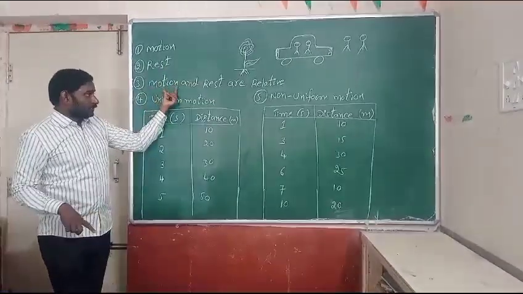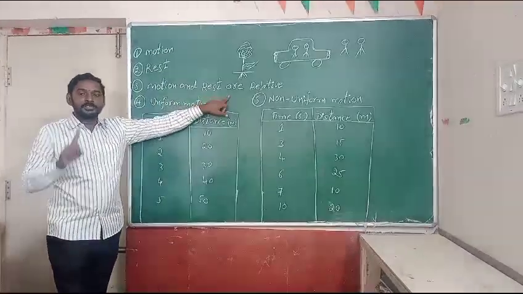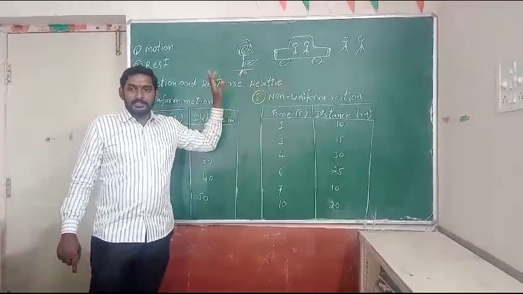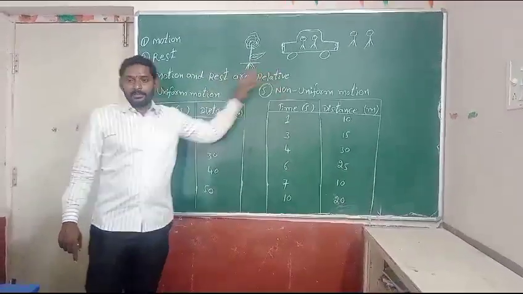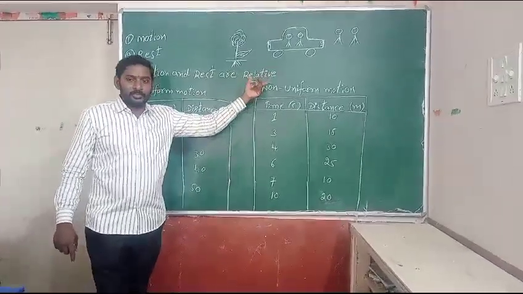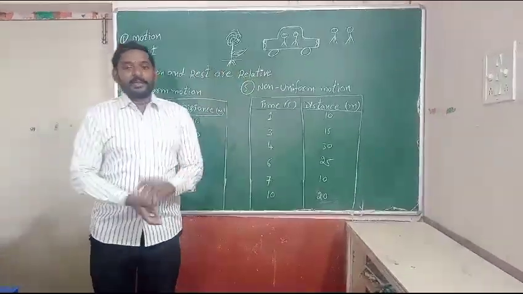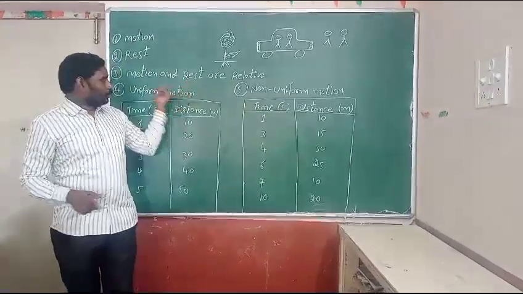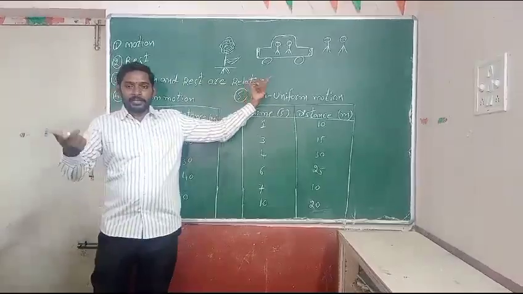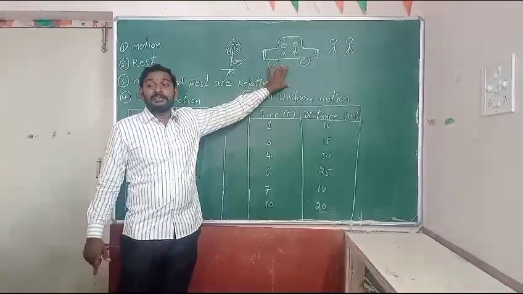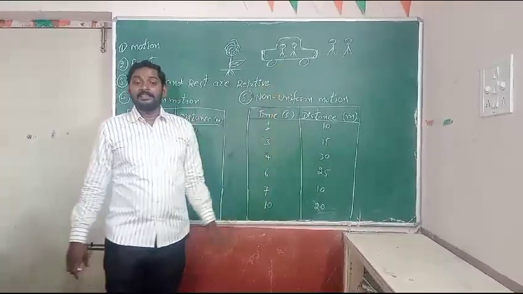Next, motion and rest are relative. How are motion and rest relative and not absolute? Relative means dependent, and absolute means independent. So motion and rest are relative, meaning they are dependent. How are they dependent? Based on the observer.